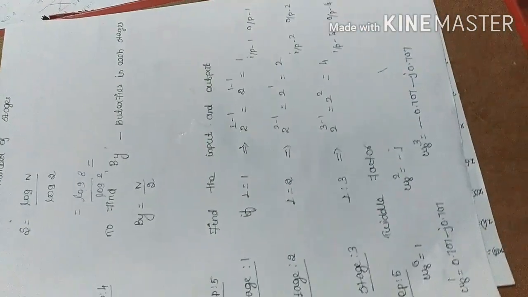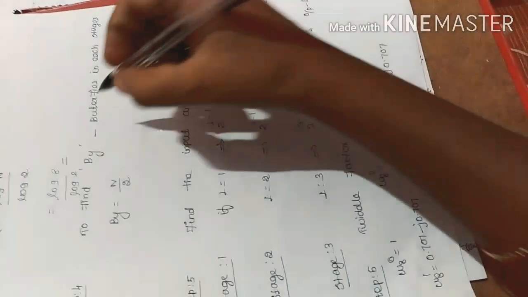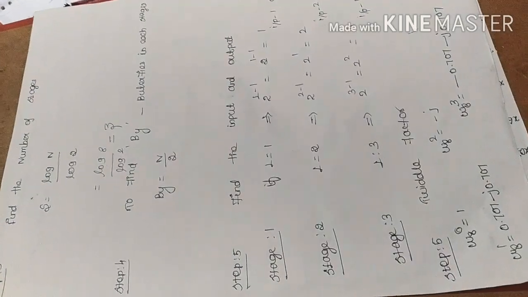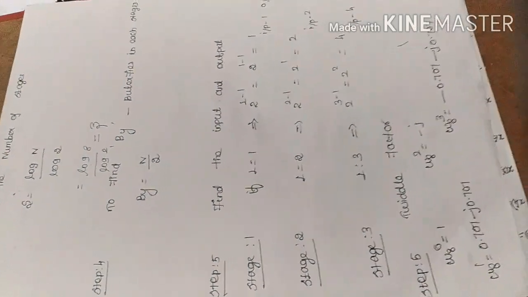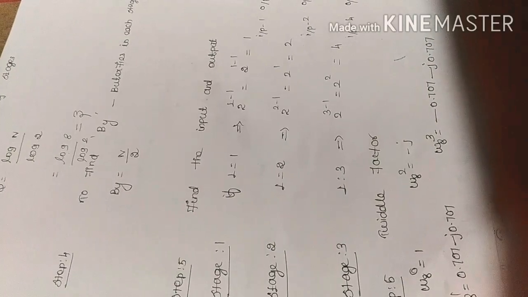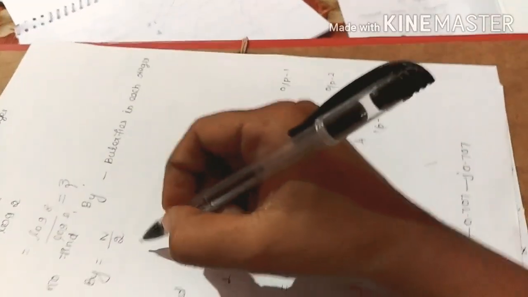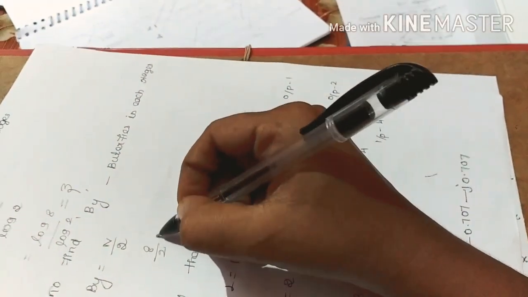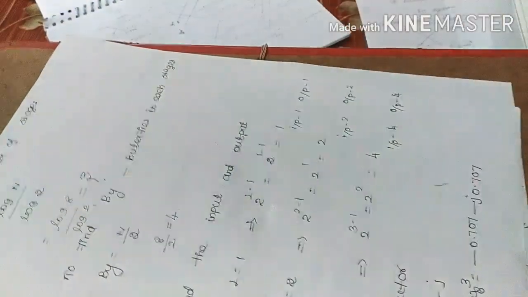So divide log 8 by log 2, we get 3 as our answer. Okay, so here step number 3, the stages will be 3. Then step number 4, to find the butterflies in each stage. Here also we have one formula, B is equal to N by 2. So N by 2 means our N value is 8 divided by 2, equal to 4.